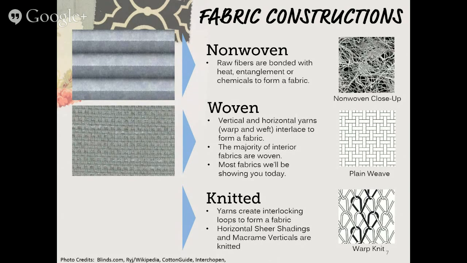And then next we're going to talk about knitted fabrics. Their yarns create interlocking loops to form the fabric. If you looked at our horizontal shear very closely, it would look like what you see on the diagram if you looked at it under a microscope. But this is actually a knitted fabric, and it creates sheer in some areas and an opaque fabric in other areas. So knitting is very versatile.